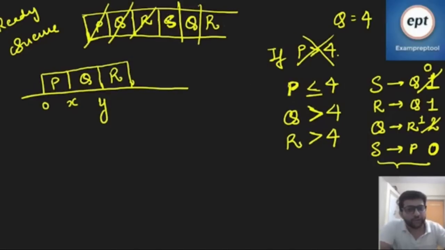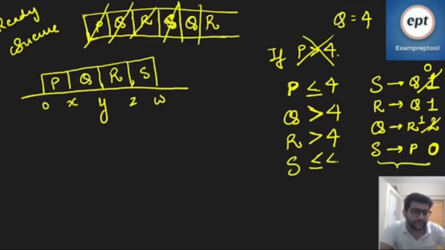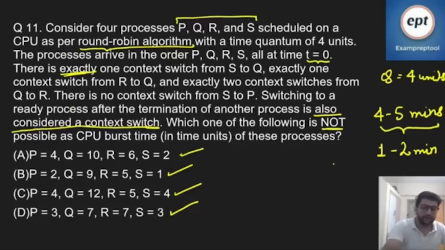So the next process to be scheduled is the process S. However, we know that there are no context switches from R to S. Hence, we can say that this process S will not be added to this ready queue again. So the process executes first and then it will not be added to the ready queue again. This means that the burst time of the process S should be less than or equal to 4, right?